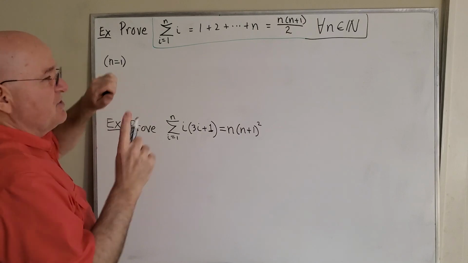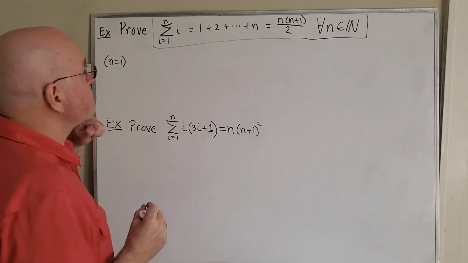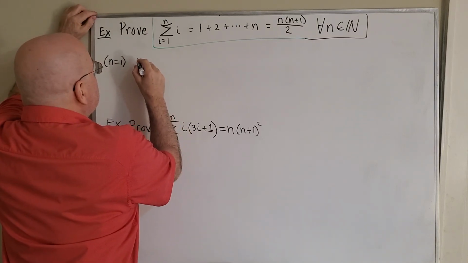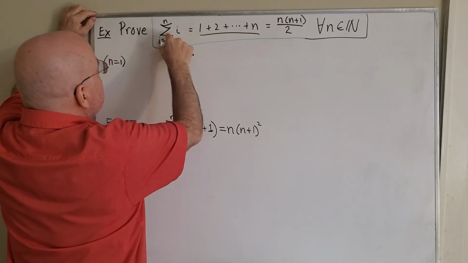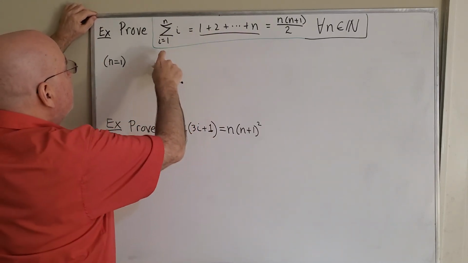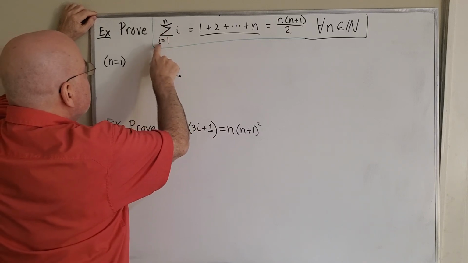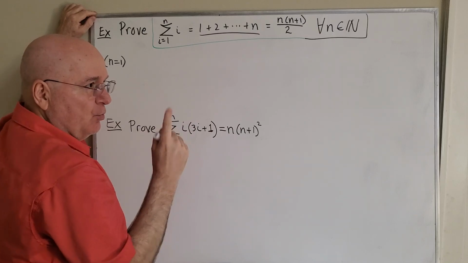So the first thing you do is just show that it works for the base case, n equals 1. What would this be if n is equal to 1? Well, there's only one element. You're really not having to sum anything, but the summation symbol, i goes from 1 to 1, of i is just the number 1.